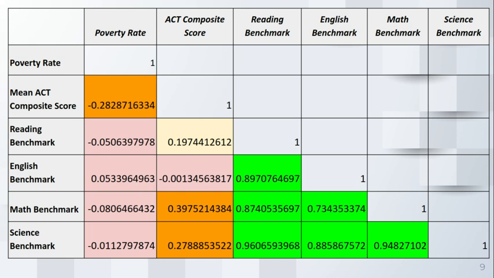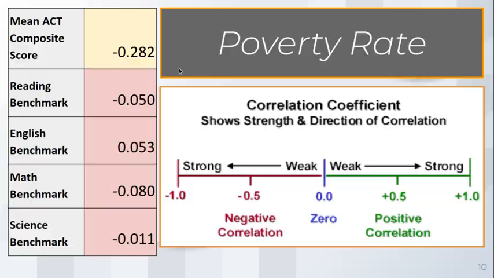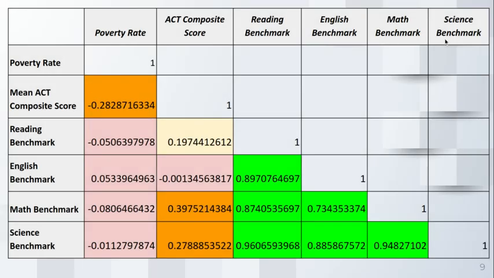So I really like this chart because it's, I think, fairly easy to read once we know what we're looking for. So we have poverty rate and all the categories across the top, and then we have the same thing, all the categories across the side. So when you're looking at this, poverty rate compared to poverty rate, your coefficient is going to be a 1 because it's the same thing. And we covered that a couple minutes ago.